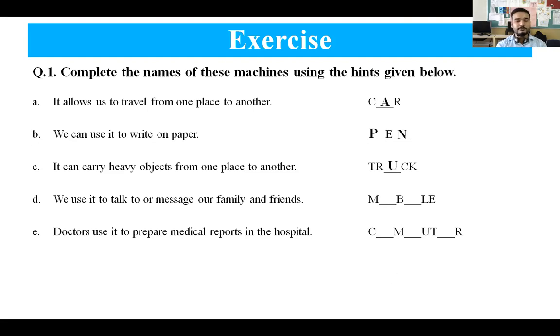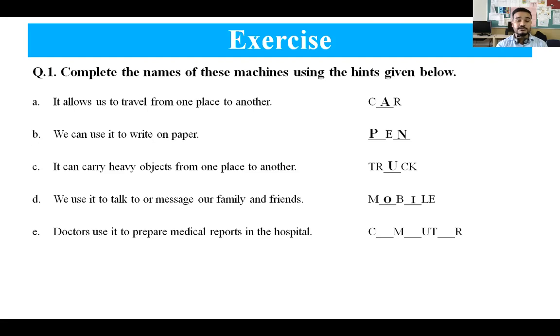Now, fourth one, we use it to talk to or message our family and friends. What is the thing that we use to talk and message and play games? It starts with M and ends with LE. So it will be mobile. So spelling is MO, then B. What will come after B? I, and then LE, mobile.